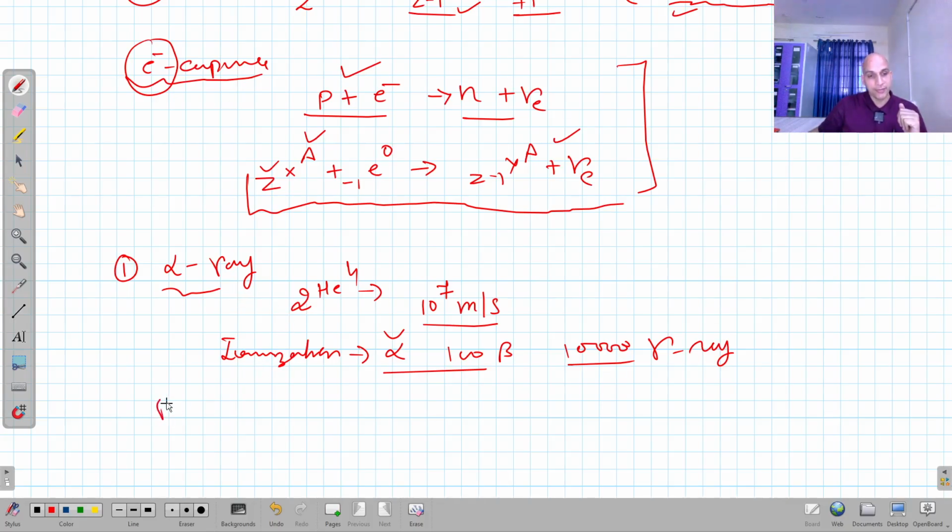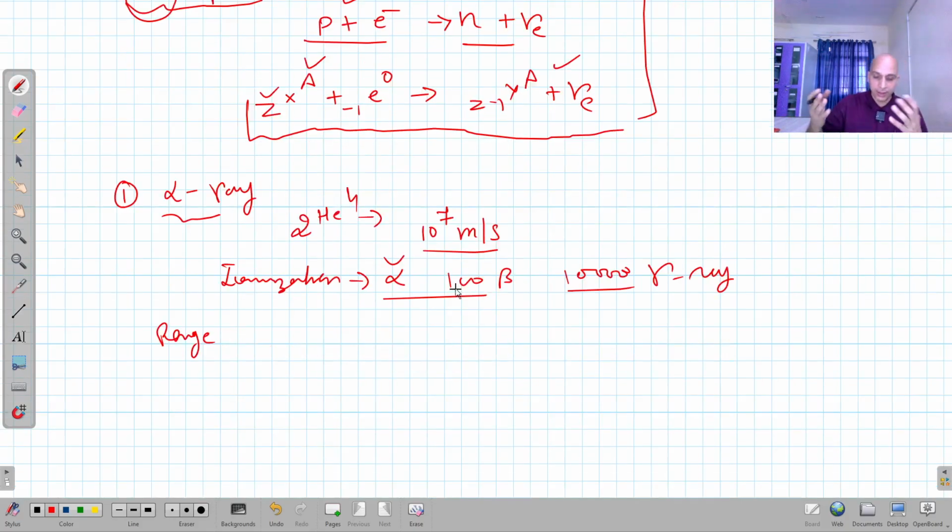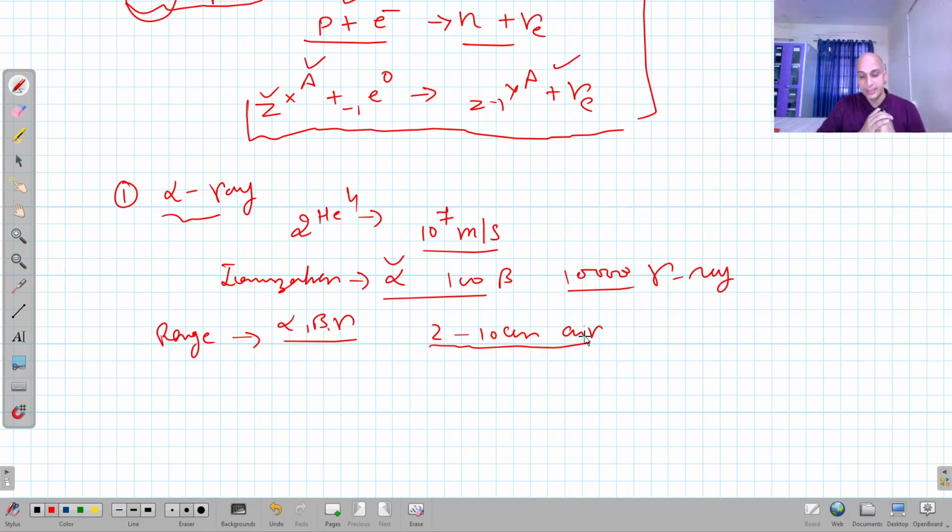If I talk about the range of alpha particle, a very important property, then obviously when it produces very high ionization, range will be small, right? So its range is very small. Of all alpha, beta and gamma rays, it has the lowest range, and we can say it is 2 to 10 centimeter in air, right? It can be easily stopped by a plain paper even. So the range is lowest, but the ionization power is highest, right?